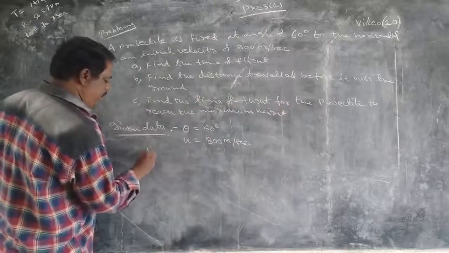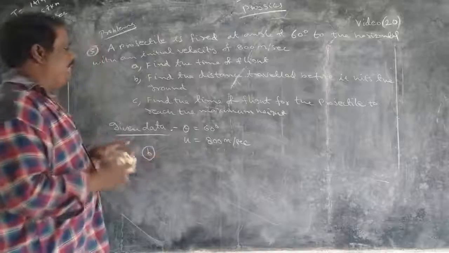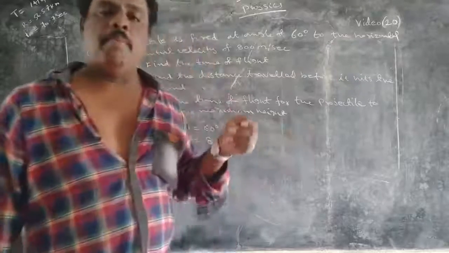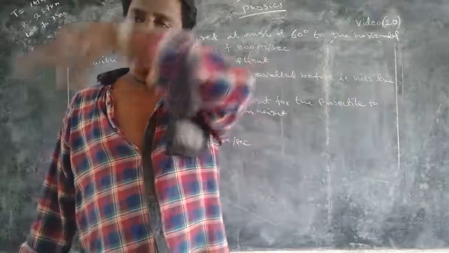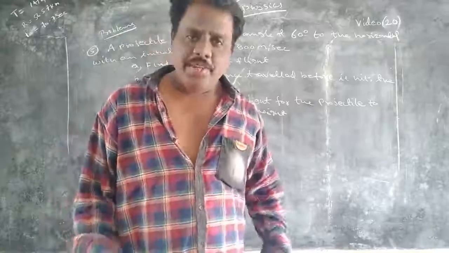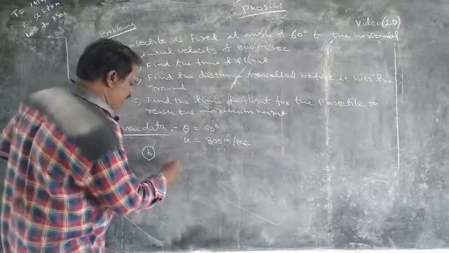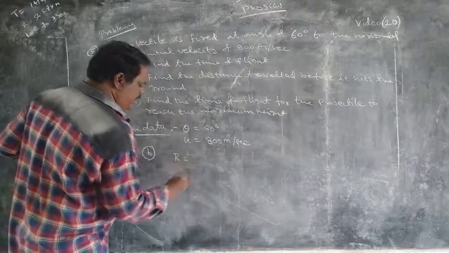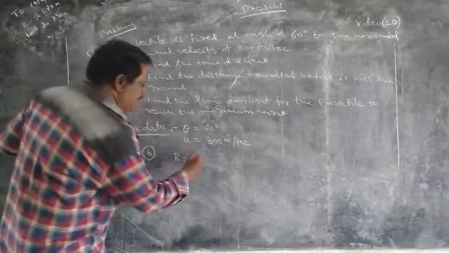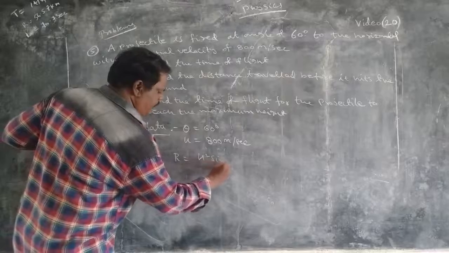Case B. Once again, read case B. Find the distance traveled before it hits the ground. That means from the point of projection to where it hits the ground, the horizontal distance is nothing but the range. So what is the formula to find this range? Range is nothing but u square sin 2 theta by g. That is the formula for range.